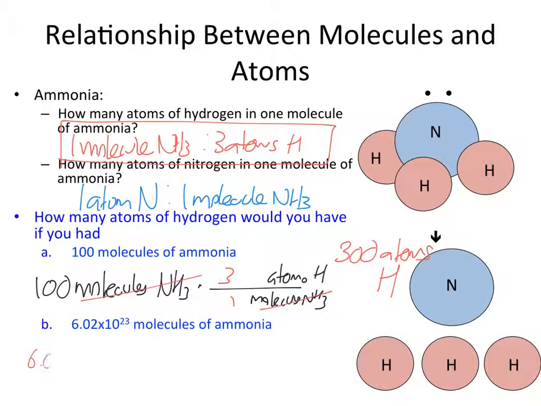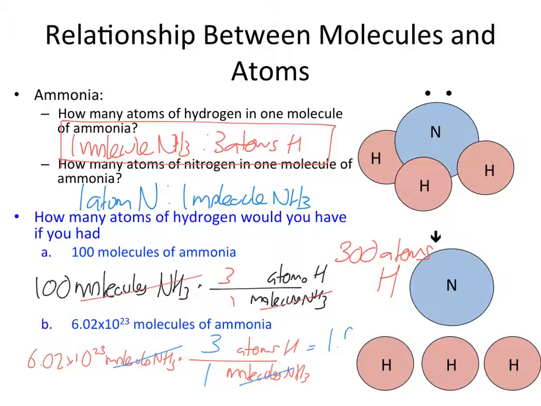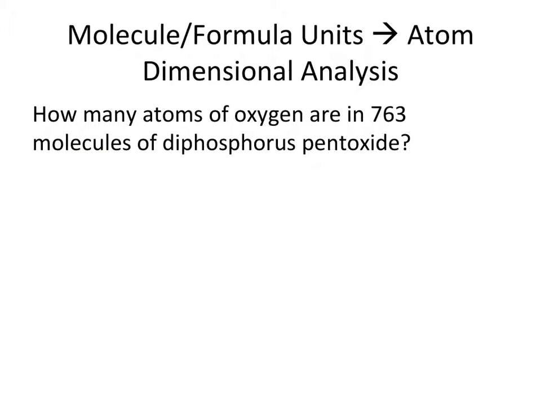Now let's do this one over here. We have 6.02 times 10 to the 23 molecules of NH3. Now again, I want to get rid of molecules of NH3, so I put that on the bottom, and I want to figure out how many atoms of hydrogen there are. Now again, we've already established this. There are 3 hydrogen atoms for every 1 molecule of ammonia. That standard doesn't change. That is a constant. And so again, my units will cancel out, and I'll be left with 1.81 times 10 to the power of 24 atoms of hydrogen.